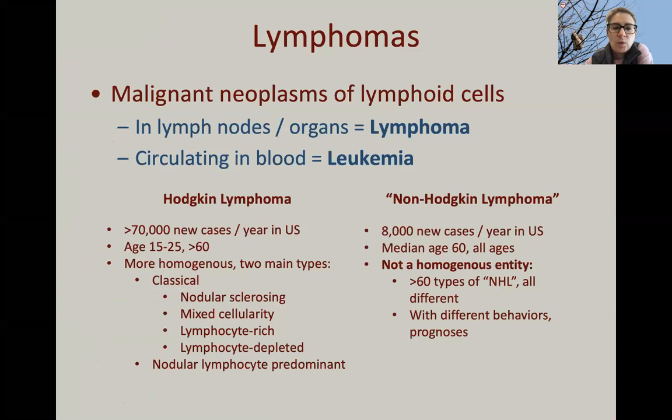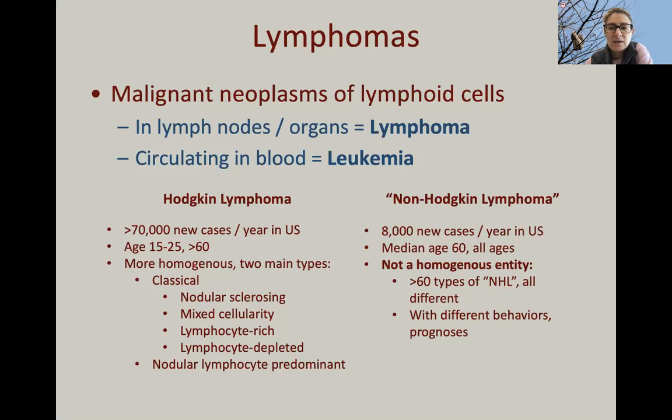What we can see as isolated findings in the head and neck are certainly lymphomas, right? So we know that lymphomas are solid neoplasms of malignant lymphoid cells within lymph nodes or organs, whereas leukemias are those that are circulating in the blood. So lymphomas are sorted into two large categories, Hodgkin and non-Hodgkin, but I would argue that non-Hodgkin is extremely heterogeneous, and to call something non-Hodgkin lymphoma is essentially meaningless because there are more than 60 types.